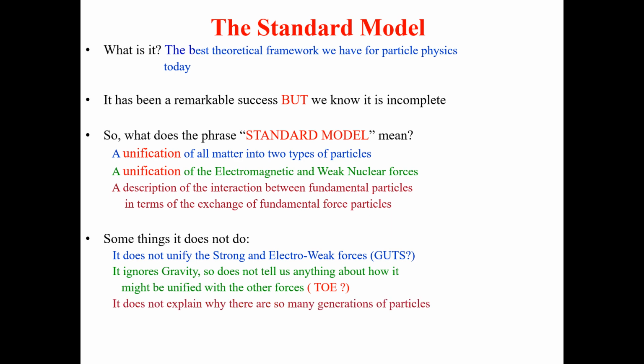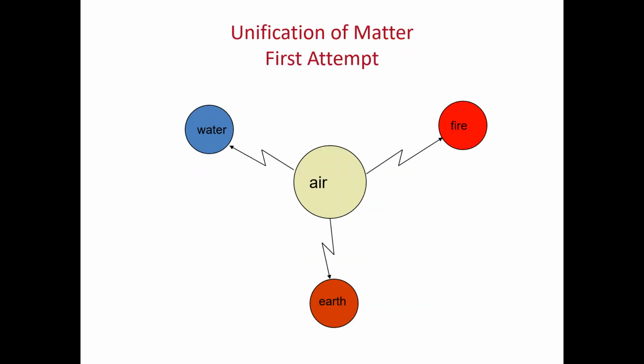It does not explain why there are so many generations of particles. You know that there are basically three generations of particles, but according to this model, we don't have any information which can explain why. Along with that, it does not explain the disappearance of antimatter in the universe. This is another incompleteness of the standard model.